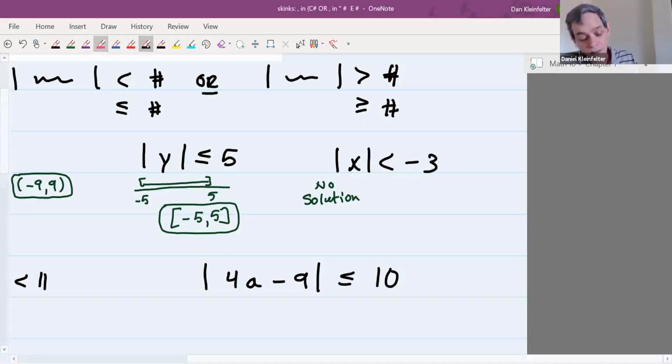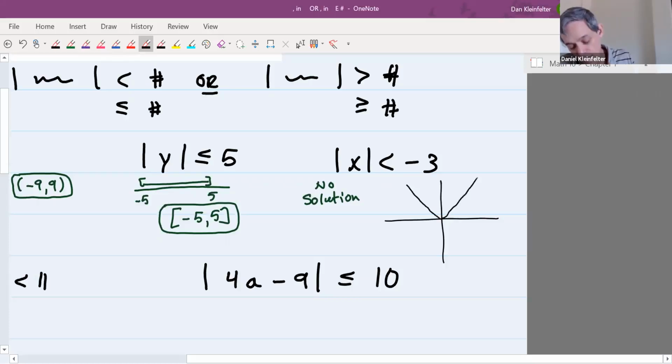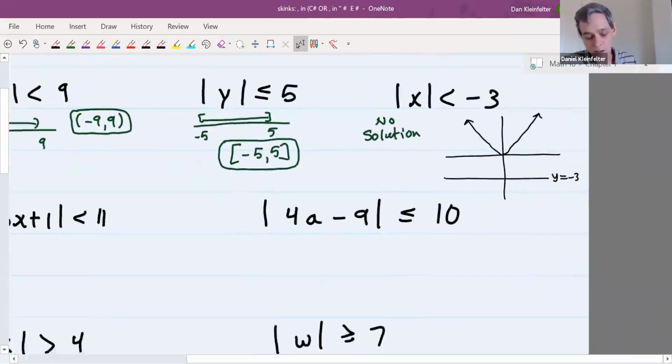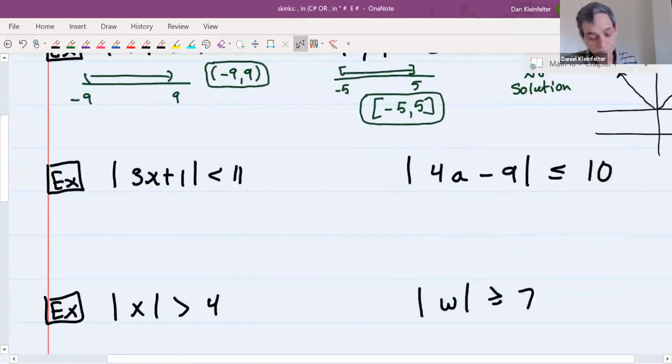Incidentally, if you liked the graph way that we were doing a few minutes ago for the equation, here's the graph of the absolute value. Here's the graph of y equals -3. For which values of x is the V shape below -3? It never is, right? So that's why there's no solution, okay? Absolute value is always greater than or equal to 0. It can never be smaller than -3.